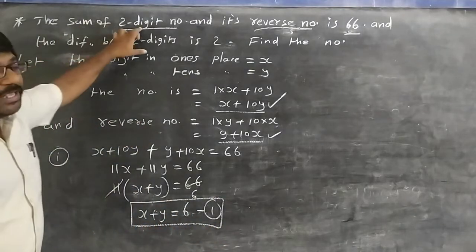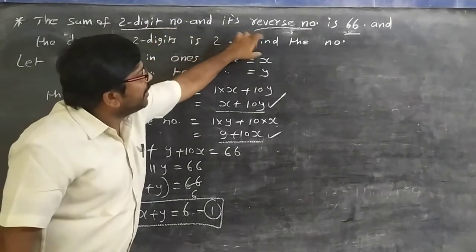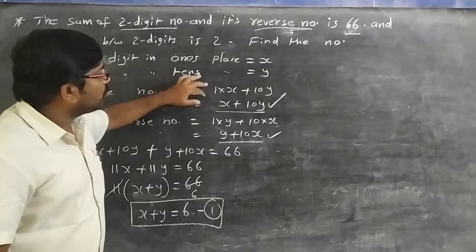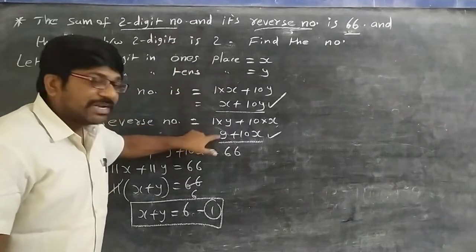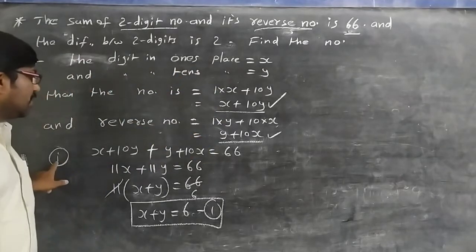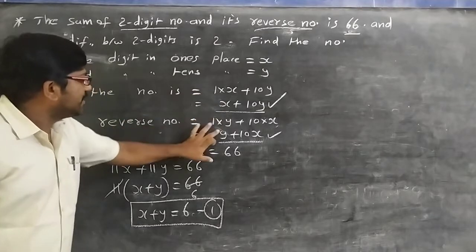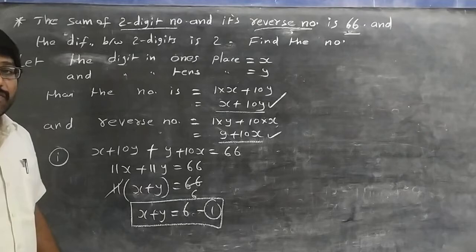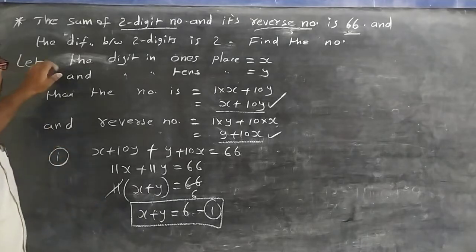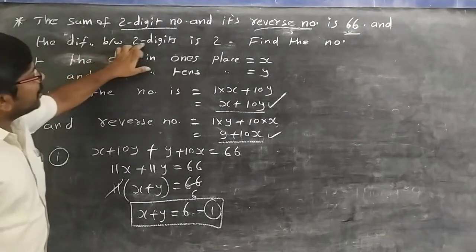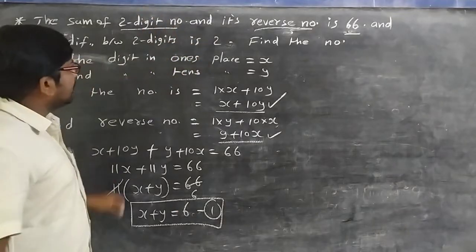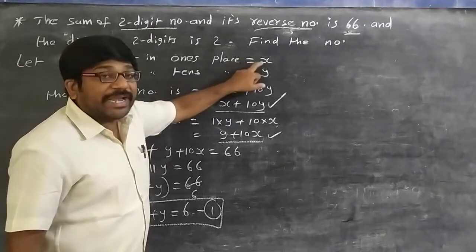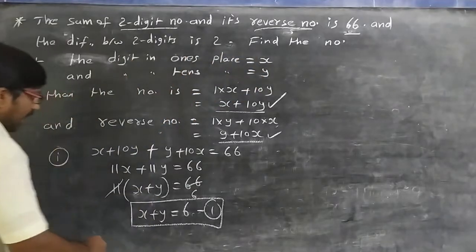So the sum of the two-digit number and the reverse number is 66. In this case, first we have to write the number and the reverse number, right? From the first condition, the sum of these two numbers is 66. From this we get equation 1, right? Go for next. The difference between two digits is 2, means the difference between x and y, x minus y, is 2. That is the second condition.